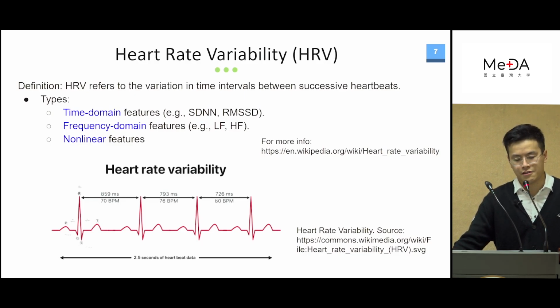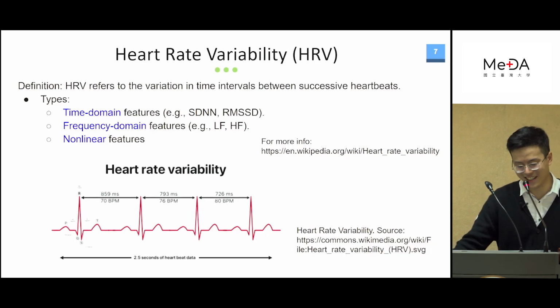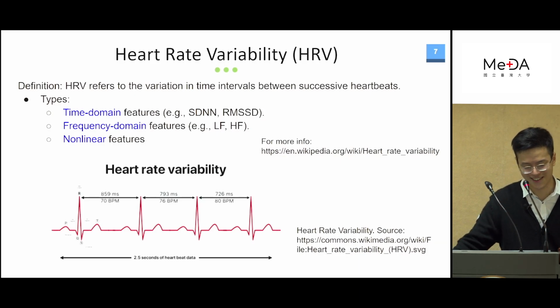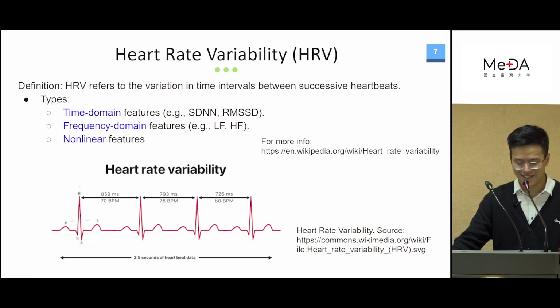There are a lot of different ways to calculate volatility or variation. There are a lot of nouns here, but this is just an introduction. I have a Wikipedia link, so if you want to Google or check it out, you can. Different types of HRV features include time domain features, which is what I just said. For example, SDNN is the standard deviation of NN intervals, and NN intervals are just normal RR intervals. So this is some kind of standard deviation.